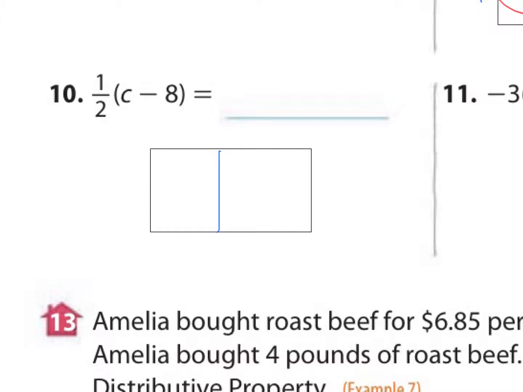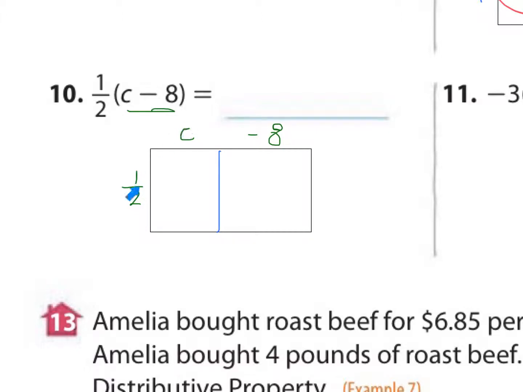Okay, so this is number 10. 1/2 times c minus 8. I have this rectangle here for you to use the area model. 1/2 is going to be the width. And don't be scared just because you see a fraction. c minus 8 is going to be the length. So c will be on top of part of this rectangle, and then minus 8 will be on the other part. So this is c, this is -8.